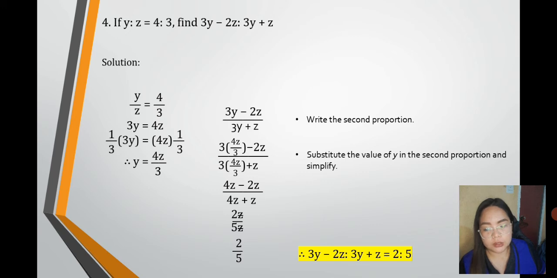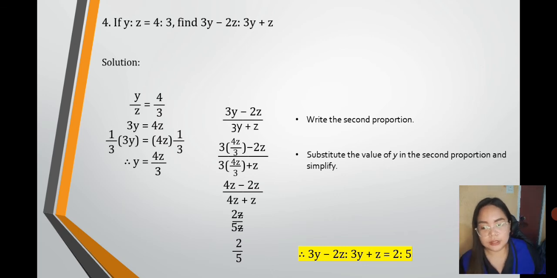So, 3 multiplied to quantity 4z over 3 minus 2z over 3 multiplied to quantity 4z over 3 plus z. Magkakaroon tayo ng 4z minus 2z over 4z plus z. So, 4 minus 2 is 2, and 4z plus z is 5z. So, makakancel yung variables natin. Ang matitira na lang is 2 over 5 or 2/5. Therefore, 3y minus 2z is to 3y plus z is equal to 2 is to 5.